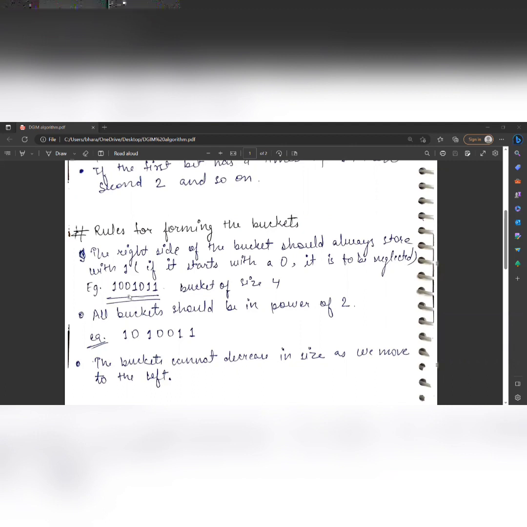Now when a bit enters which has a value 0, we can just ignore it, as we have defined that the bucket from the right hand side should start with only 1. So we can neglect this. Now when 1 enters, we have to update the buckets.